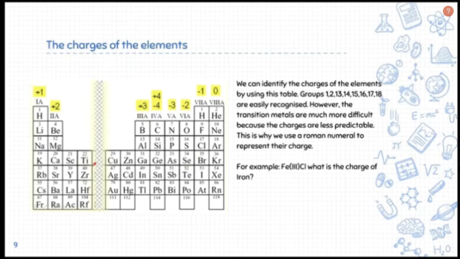But identifying transition metals is much harder. So you'll add the Roman numeral in the brackets to make their charge predictable. So here iron would have a positive 3 charge.